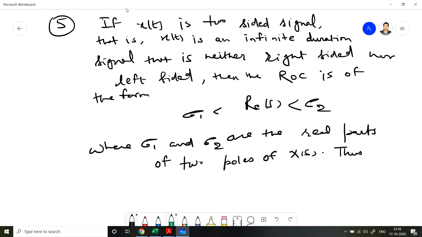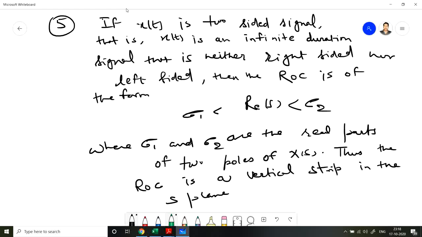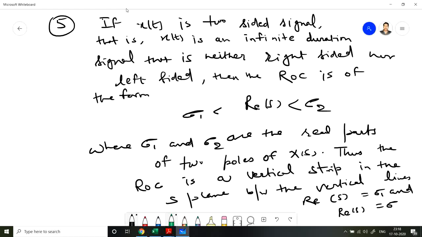thus the ROC is a vertical strip in the s plane between the vertical lines real part of s is equal to sigma 1 and real part of s is equal to sigma 2.